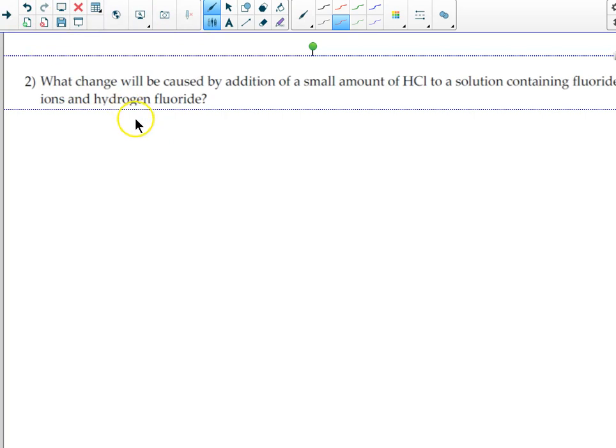Okay, what change will be caused by the addition of a small amount of HCl to a solution containing fluoride ions and hydrogen fluoride? So this is just a buffer question. We are adding strong acid, so it most likely says something about the pH decreasing. Probably.